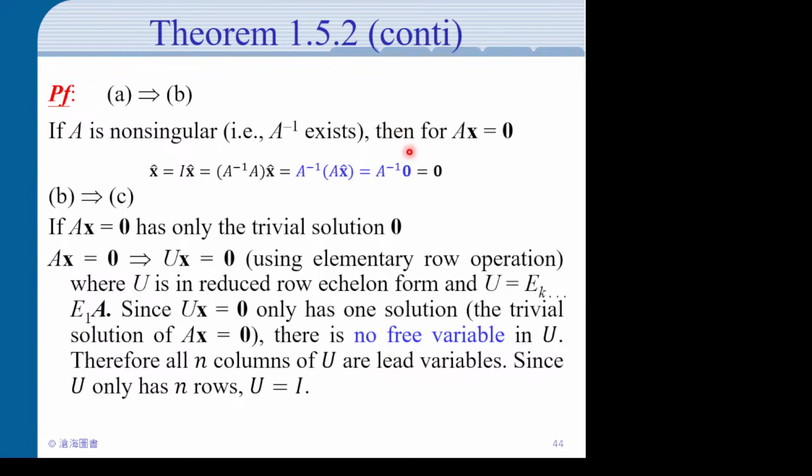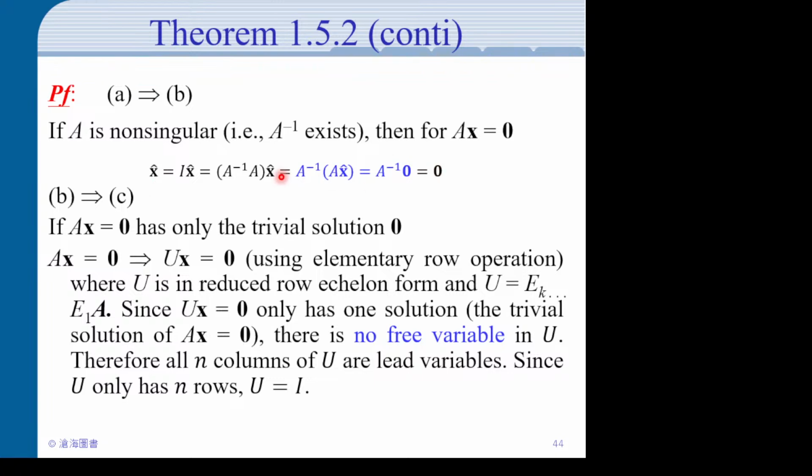And I guess we didn't prove this, but it's pretty easy to check. And then on the left hand side, you have A minus 1 on this thing, then A minus 1 will cancel your A, and then you just get X out. So you see that X equal to 0. So if A minus 1 exists, then this Ax equal to 0 solution is always 0.